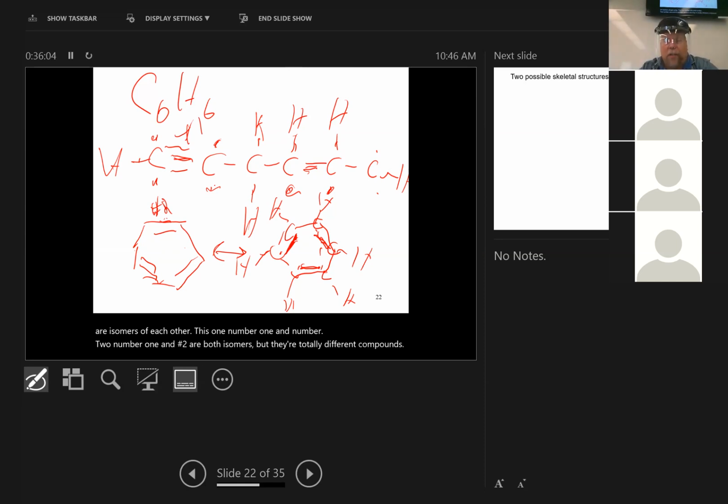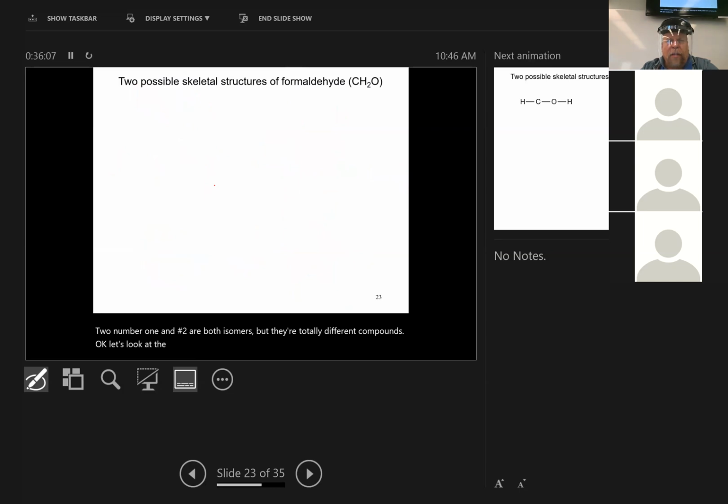Okay, now let's look at the next slide. Two possible structures for formaldehyde. That's one structure for formaldehyde. You put in electron pairs, one there, an electron pair there, an electron pair there. What's the problem with that structure? The C doesn't have 8. It just has 6 around it.